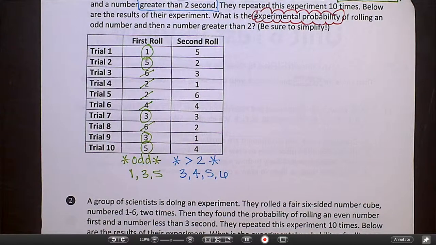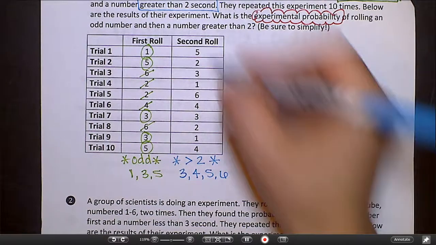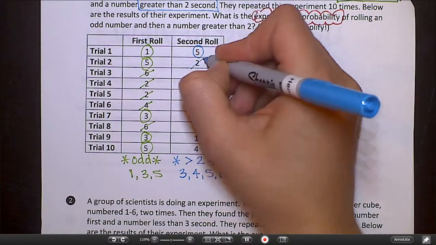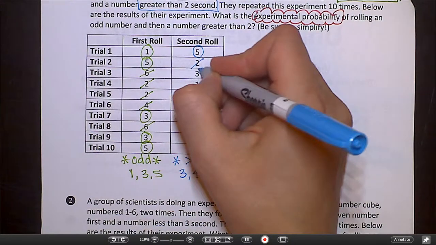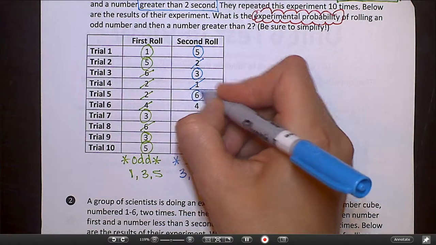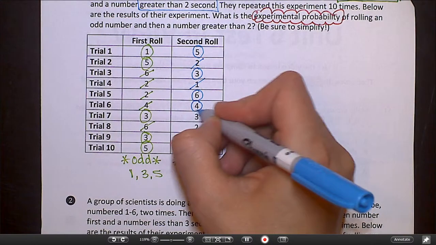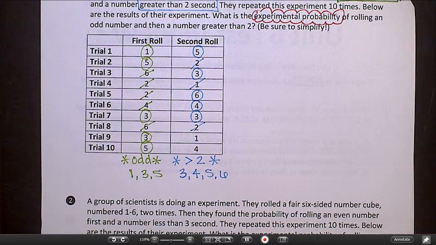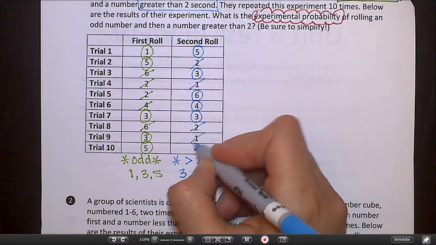Now we need to look over here at our second roll, and we want numbers 3, 4, 5, and 6. So 5 is good. We're going to get rid of 2. 3 is good. Get rid of 1. We like the 6, the 4, the 3, but not the 2. We don't like 1, but we do like 4.